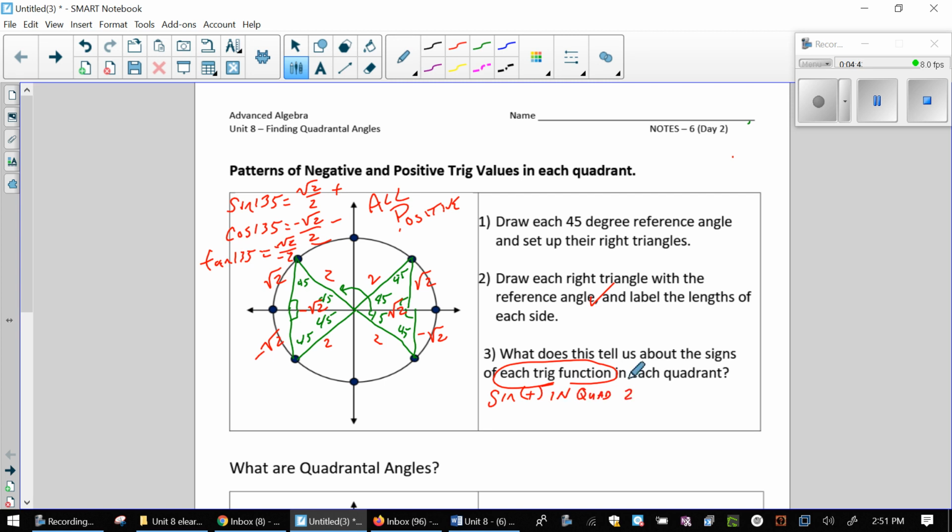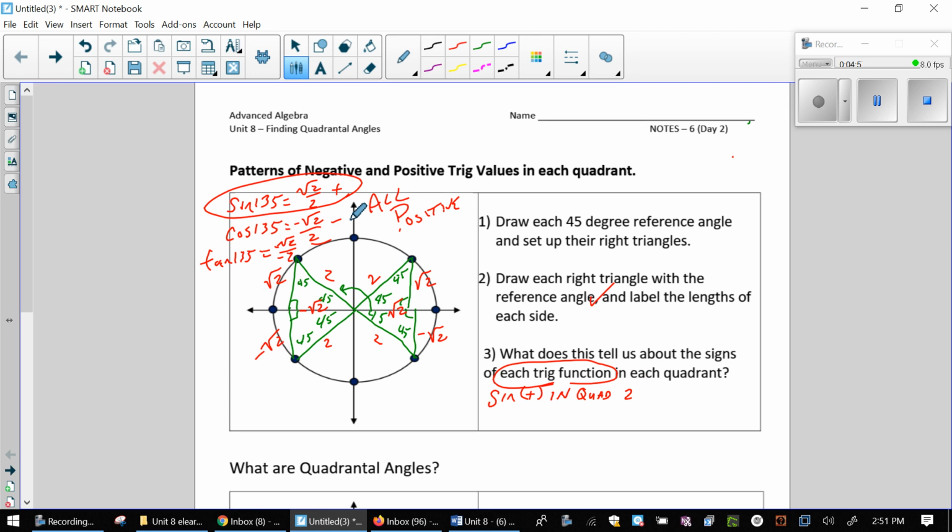And you guys can work your way around and figure out this pattern the same way. So let's see. They're all positive in quadrant 1. Sine is positive in quadrant 2, and the cosine and tangent. And of course, those reciprocal functions are going to have the same sign values, positive or negative.